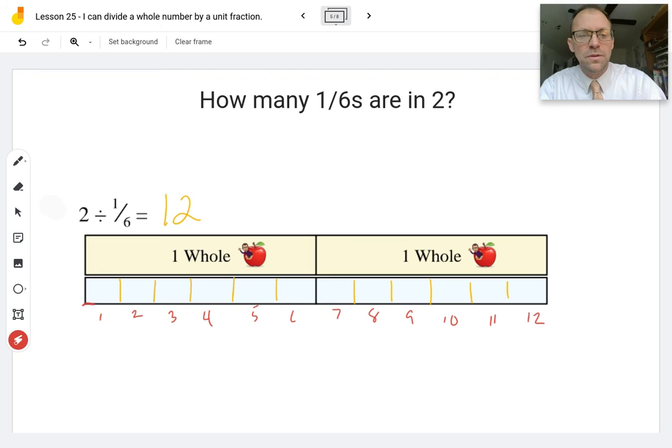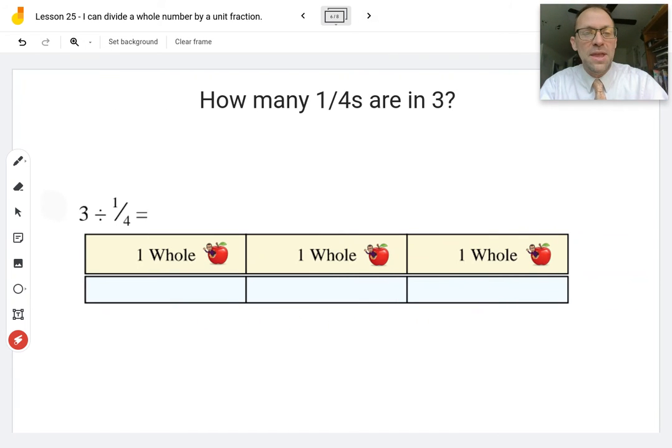There's 12 of these 1/6 units, right? Each of these is a sixth. And there are 12 of them in 2. Let's try another one. Here we have 3 divided by 1/4, which is another way to say how many 1/4 are in 3 wholes. And here we have our 3 wholes. 1, 2, 3 wholes. What will we divide each of these wholes into? That's right, fourths. You got it.